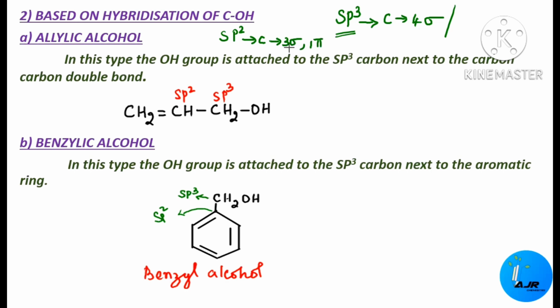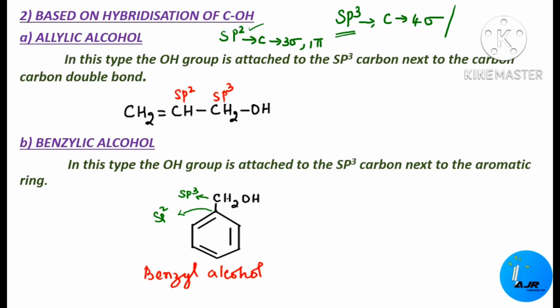Okay, if that is all three single bonds and one double bond, then that carbon is said to be sp2 hybridized. All right students, based on this type of hybridization of the carbon, we are categorizing the alcohols into different types. So allylic alcohol, benzylic alcohol, vinylic alcohol, arylic alcohol and alkyl alcohol all come under this classification.